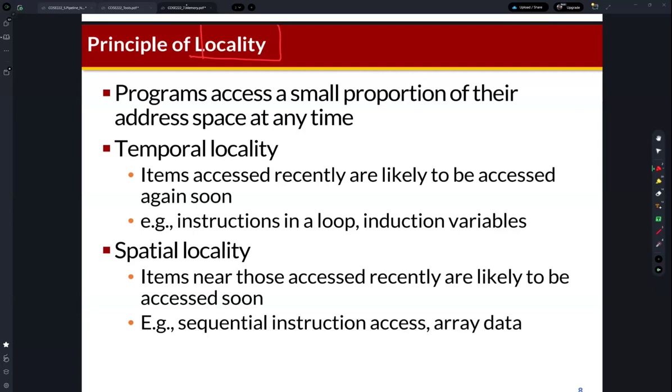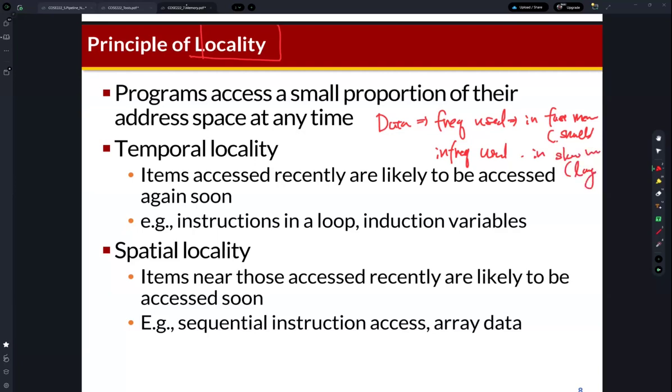This is the main idea. If data is frequently used, then the data will be in the fast memory, whose size is small. But if the data is infrequently used, then the data can be in the slow memory, which is large. This is the main idea.